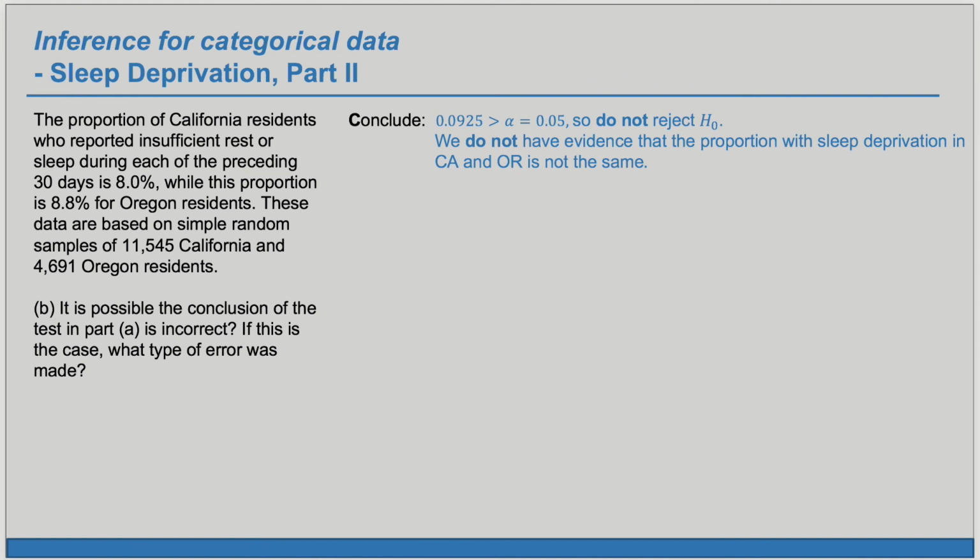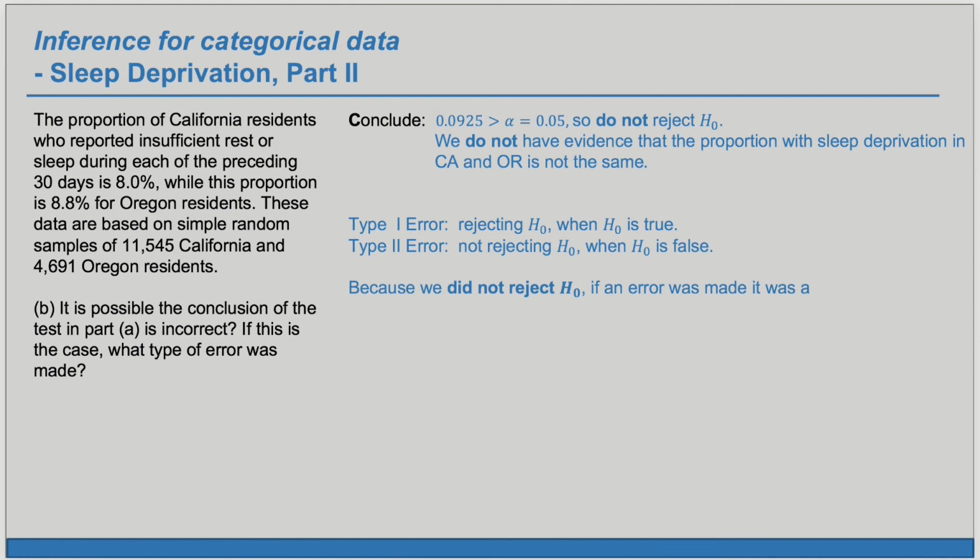So let's recall our 2 types of errors. We have type 1 error, reject H sub 0 when H sub 0 is true, and type 2 error, not rejecting H sub 0 when H sub 0 is false. And so in this case, since we did not reject H sub 0, if we made an error, we made a type 2 error.